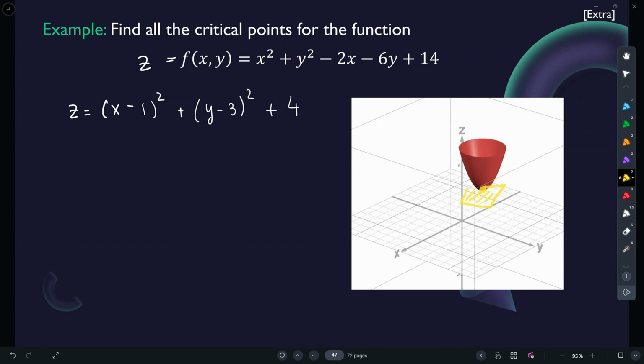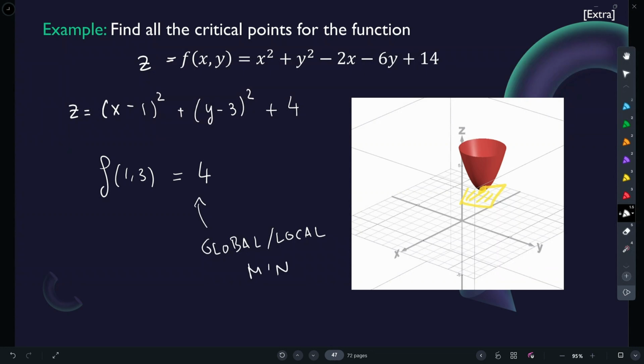And I can evaluate at that point f of (1, 3). Now that it's in this shape, I see that this is 0, 0 plus 4. So this is the global and local minimum value of the function, and the smallest possible value is 4. Any questions on how I completed the square? How am I completing squares to simplify the formula for the graph?